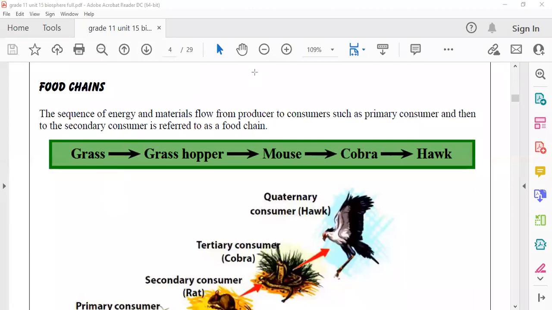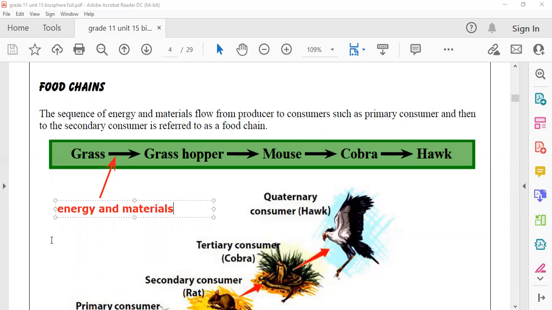If you take this arrow, it shows energy and materials flowing from grass to grasshopper. It is true because grass is eaten by the grasshopper, so energy and materials are moving from grass to grasshopper. But the meaning of the arrow is not that they are eating it. The meaning is that energy and materials are flowing from one organism to another organism.